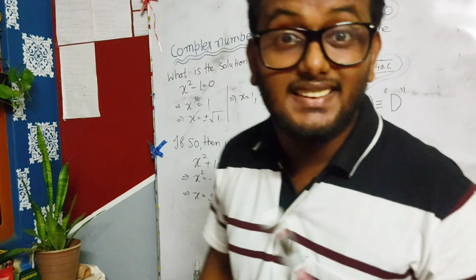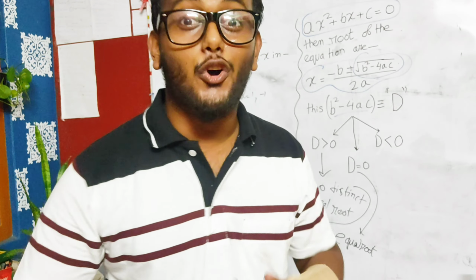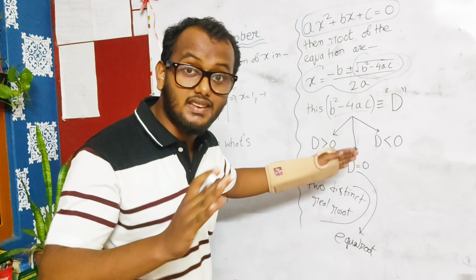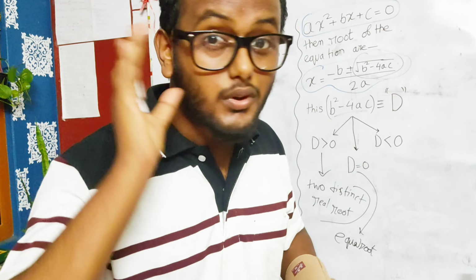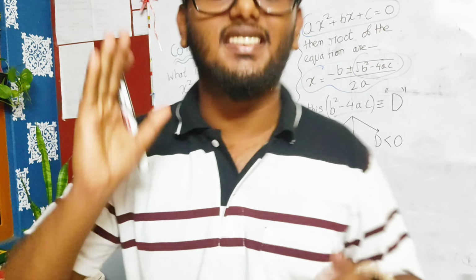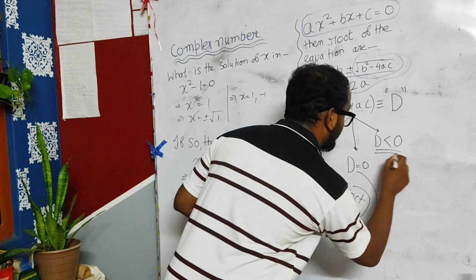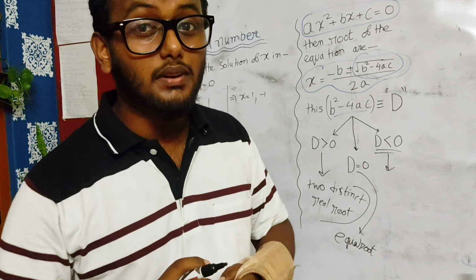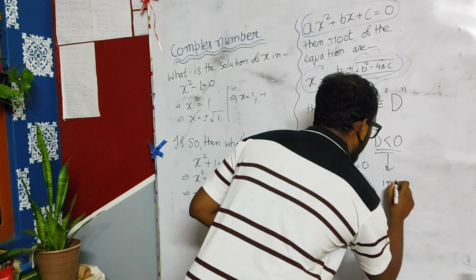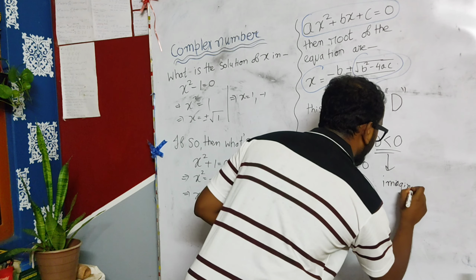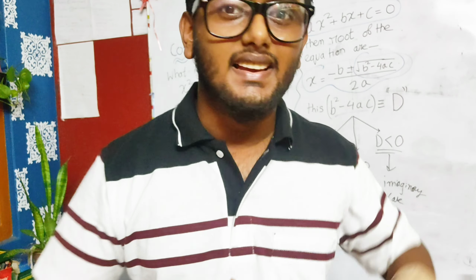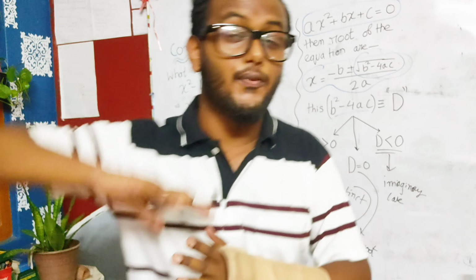So, in this case, the complex number came from this concept. We have only learned about D greater than 0 and D equal to 0 in class 10. But we don't know what will happen when D is less than 0. See this one. In classes we have learned this as something imaginary. In class 10, our teacher told us just that this is something imaginary. We will read it in further classes.